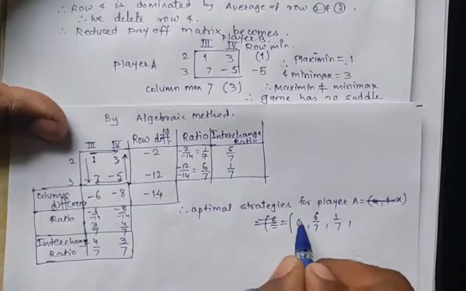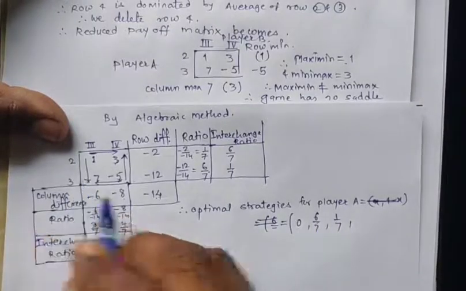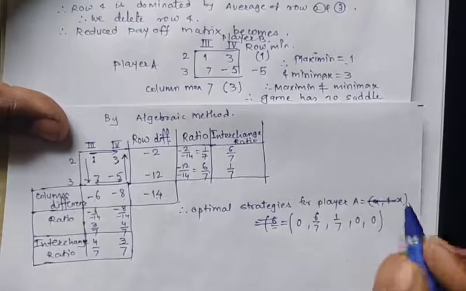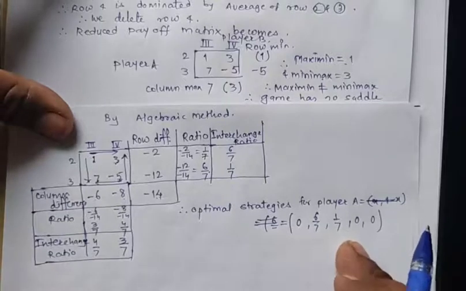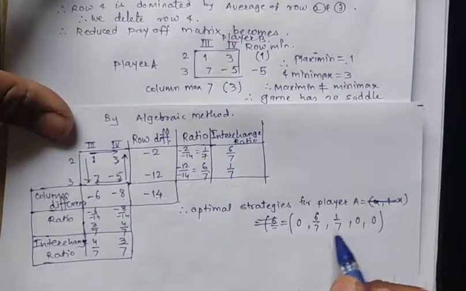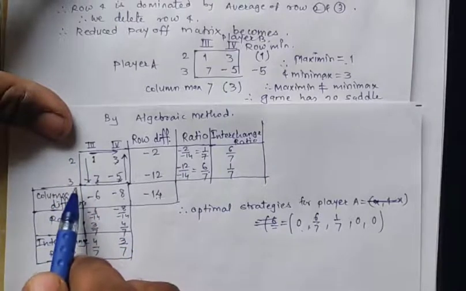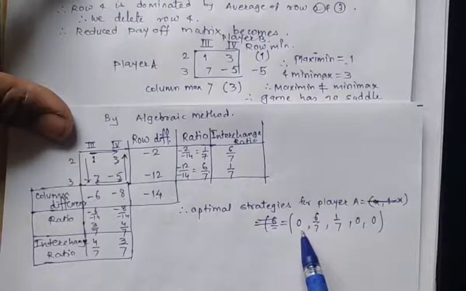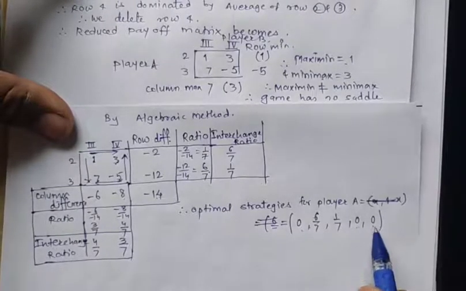So the first row will be 0, second is 6 by 7, third is 1 by 7, fourth is 0 and fifth is 0, because we have a matrix of order 5 by 6, so total 5 rows. Here we have deleted the first row, and the fourth and fifth rows, right? Therefore in this case the first, fourth and fifth rows will get value 0.